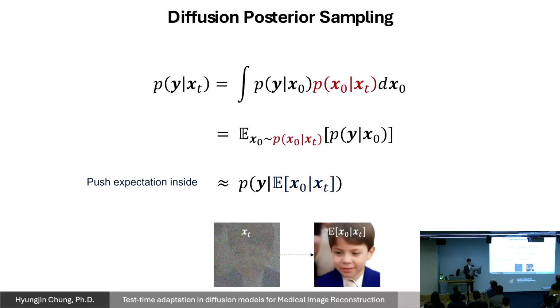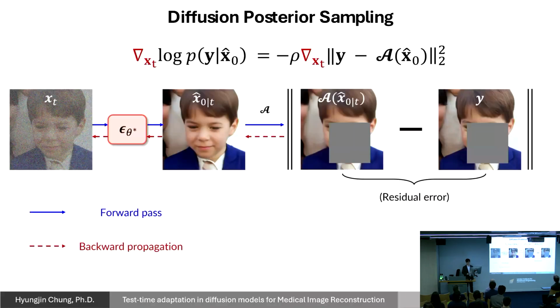The reason being is that if you would like to compute this value, you would have to marginalize out the reverse diffusion process for every time step t, which would be intractable. So a widely used approach called diffusion posterior sampling is to try to push the expectation inside such that now the computation is just a single step of neural network call.